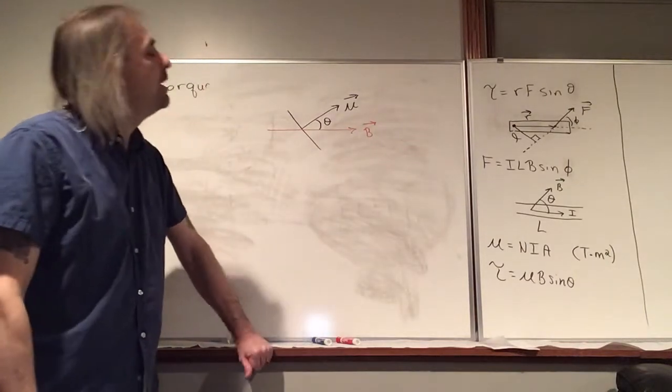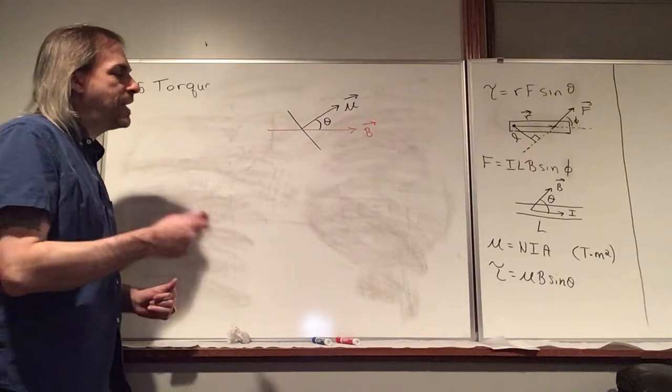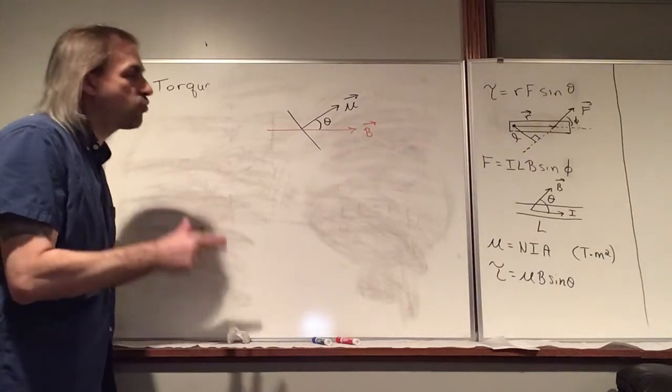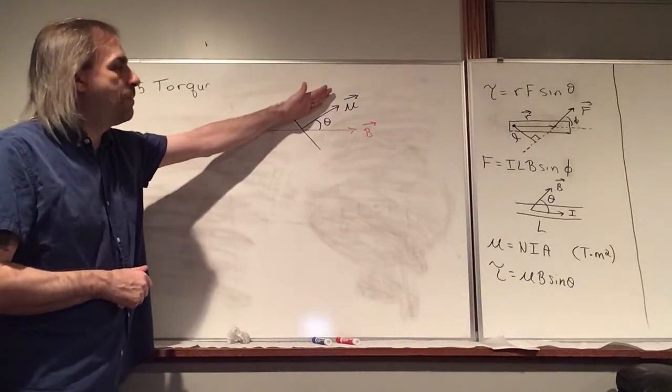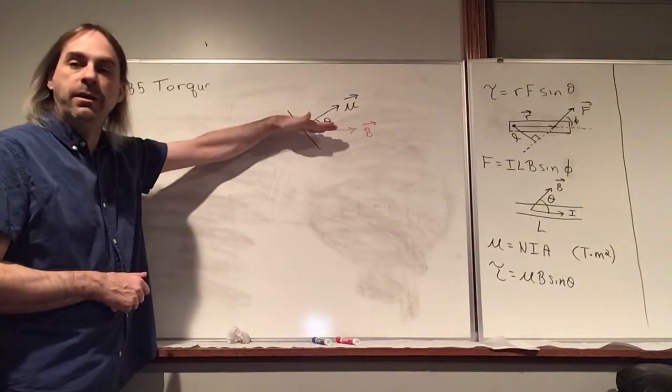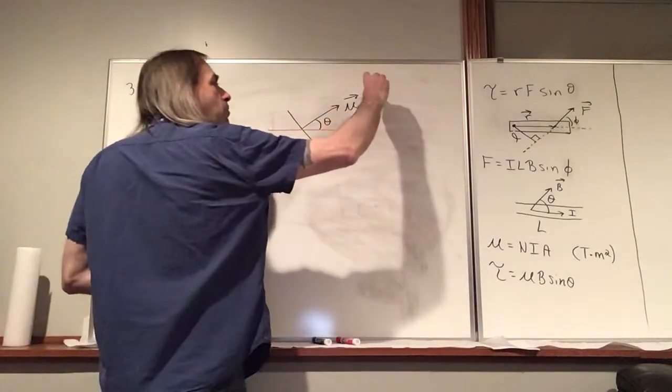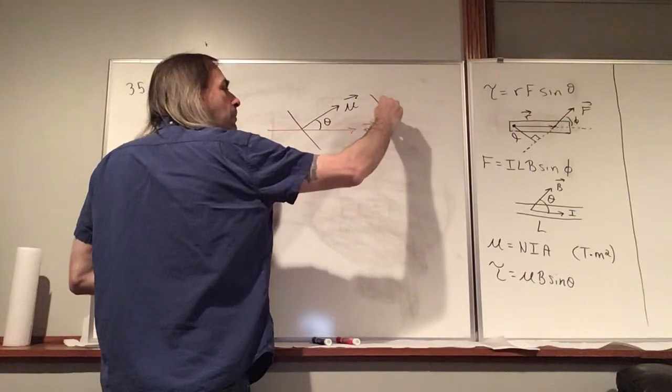What's nice is that the torque is trying to line up the magnetic moment with the magnetic field. So it's going to rotate this way.